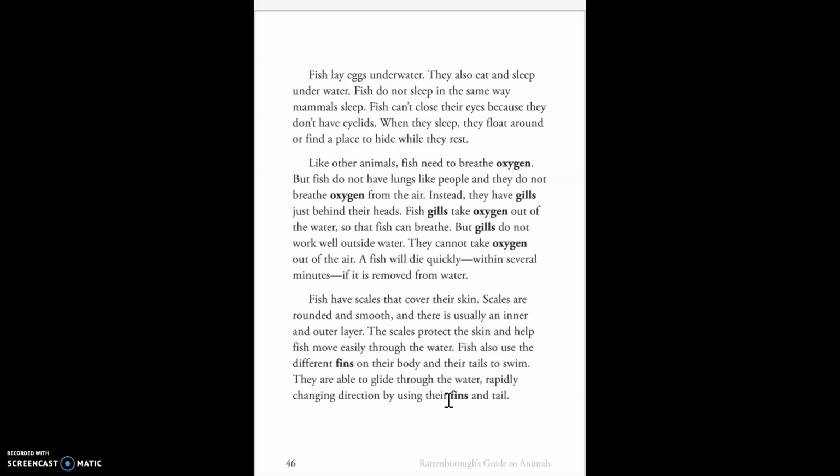Fish have scales that cover their skin. Scales are rounded and smooth, and there is usually an inner and outer layer. The scales protect the skin and help fish move easily through the water. Fish also use the different fins on their body and their tails to swim. They are able to glide through the water rapidly, changing direction by using their fins and tail.